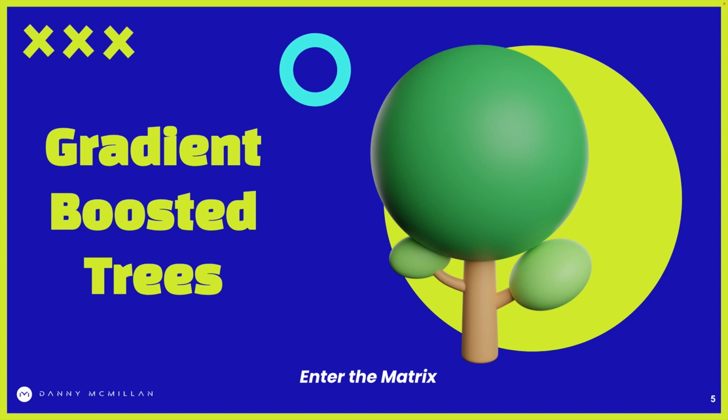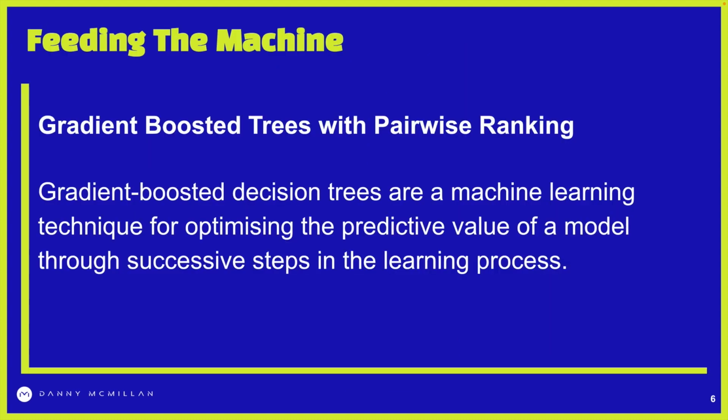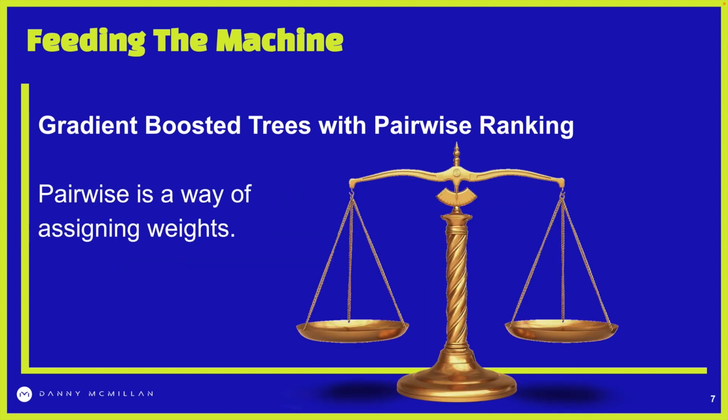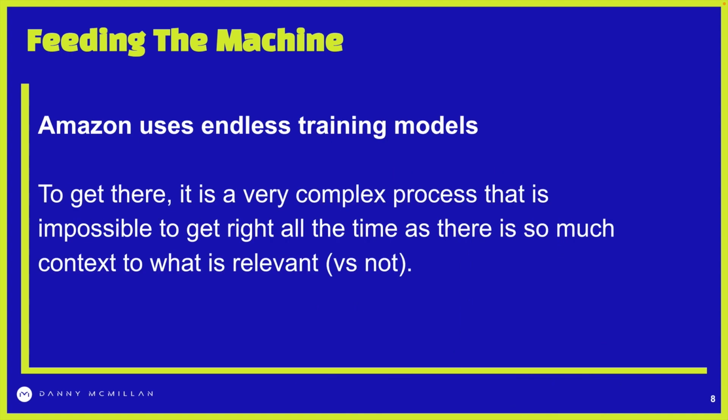So just to take a little bit of a step back, we get into entering the matrix a little bit here. We're going to be talking about gradient boosted trees. So gradient boosted decision trees effectively are a machine learning technique for optimizing the predictive value of a model through successive steps in the learning process. With pairwise, effectively what they're doing here, they're putting this together and then they're assigning the weights for the rank. In order to get there, it's a very complex process that is impossible to get right all the time, as there's so much context to what is relevant versus what is not.